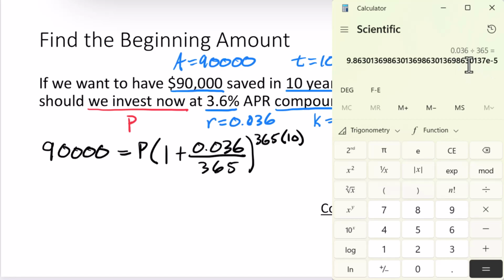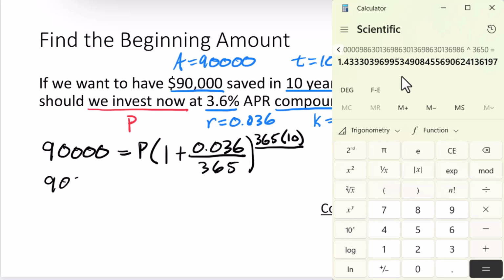And so that's the daily interest rate, which it makes sense that it's a really small decimal because it's a daily interest rate. Then we'll add 1 to this, which gives us this decimal here. And this is the stuff that's inside of the parentheses. And I need to raise this to an exponent of 3,650 because 365 times 10 equals 3,650. So I'll click my exponent button and raise this to 3,650. And that gives me this decimal here.